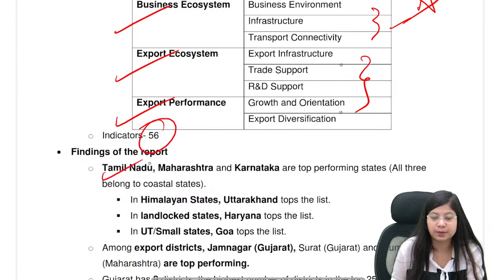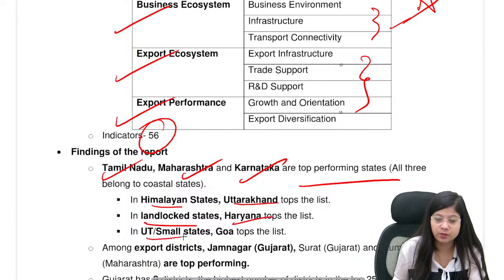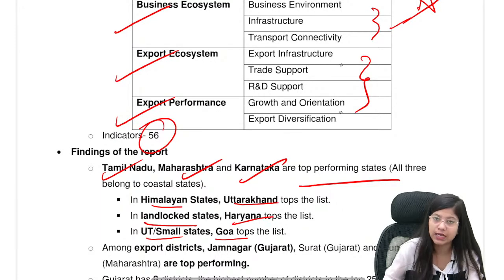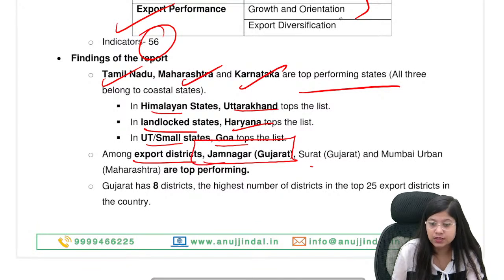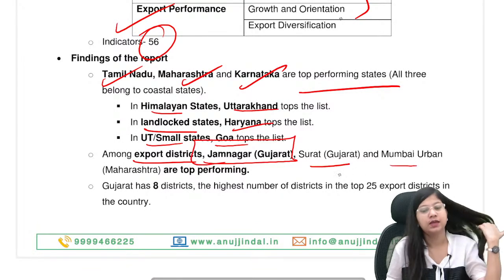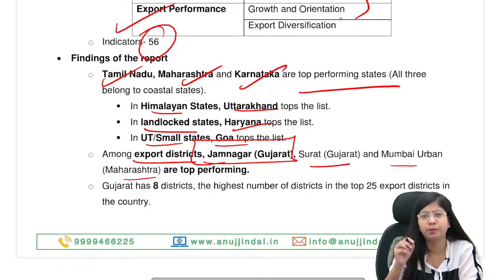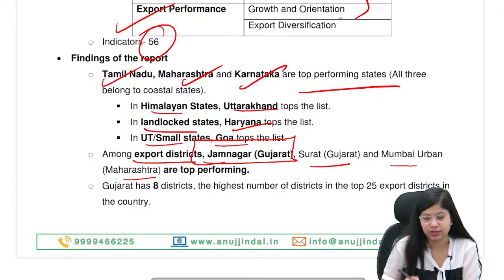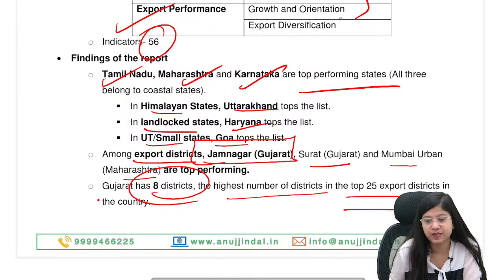What are the findings? Tamil Nadu, Maharashtra, Karnataka are the top performing states. Among Himalayan states, Uttarakhand topped. Among landlocked states, Haryana topped. Among UTs and small states, Goa has topped. Among the export districts, Jamnagar in Gujarat, Surat in Gujarat, and Mumbai in Maharashtra, Mumbai urban, are the top performing export districts. Gujarat has 8 districts, the highest number of districts in the top 25 export districts in the country. So this is an important fact.